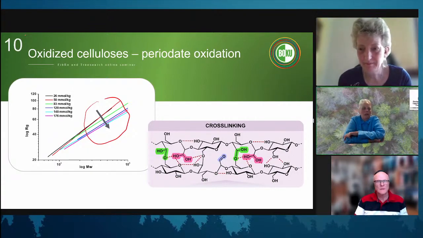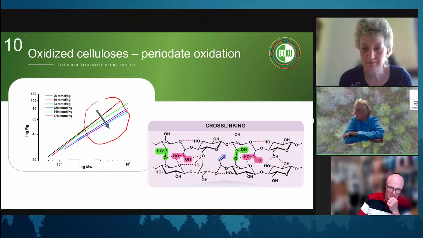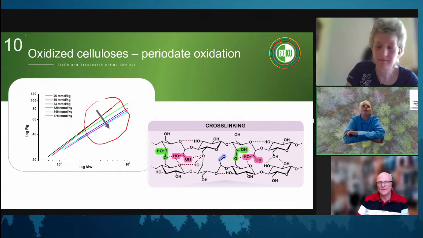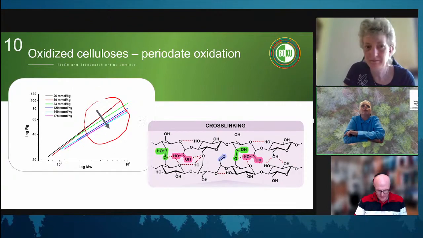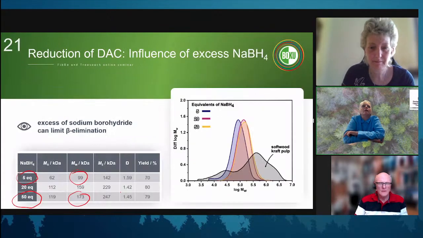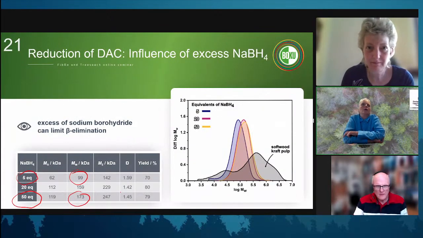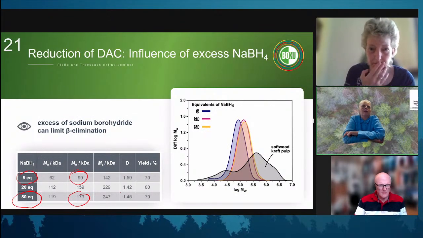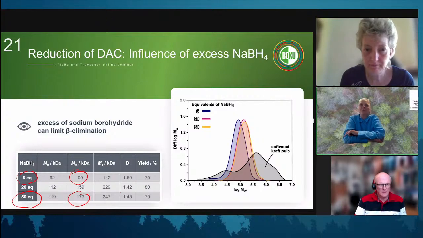So I can continue with one question. I think it was on slide 21 where you talked about the alcohol cellulose, and I was coming to the yield. Yeah, here you mentioned the yield. Can you elaborate a little bit what you mean here with yield?